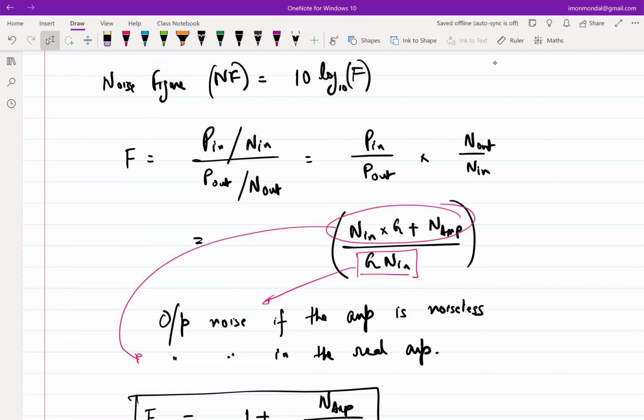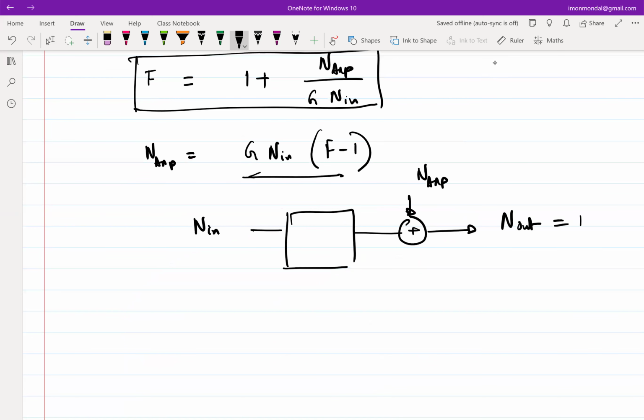So noise factor is output noise of the real amp divided by the output noise if the amp were noiseless, right? And let's say F is given. I want to find out the numerator. What should I do? I simply multiply it with the gain and the noise, right? So N out is essentially F times N in times G, right?